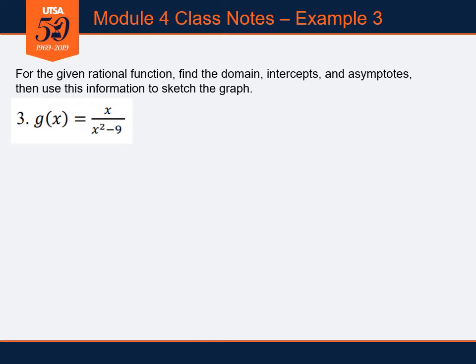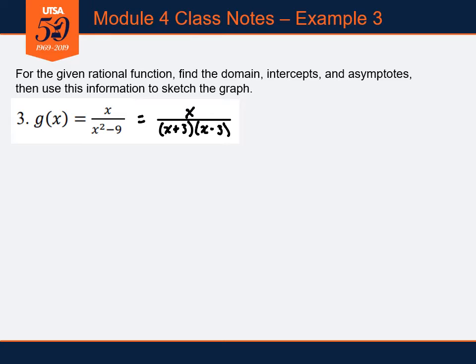And here, as we've done in previous examples, start the work on this rational function by factoring as much as possible. That denominator looks tempting, and we should factor that difference of squares into x plus 3 times x minus 3. The numerator is simply x, nothing more to do there.